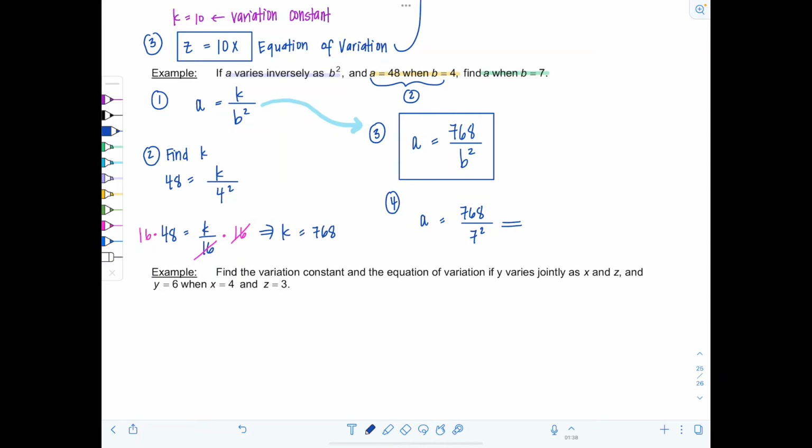Okay. And that means a is going to equal 768 over 49. And just leave your answer like that. I know this fraction is completely reduced, completely simplified, because remember 768, we got it over here from taking 16 times 48. And 7 doesn't divide into either of those. 7's not a factor of 768, so I know that that's totally reduced.